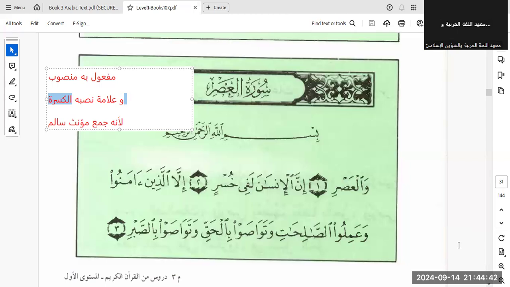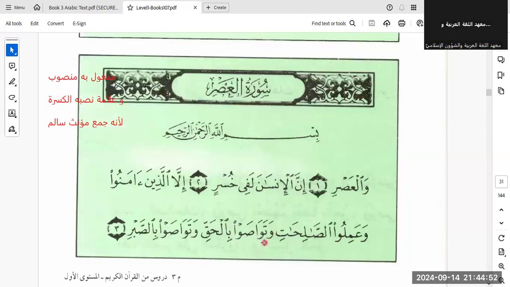Wa tawasaw bil haq. Now this is the point where last time you didn't know about this word, because you did not study advanced forms at that time. Now look at the word tawasaw. The first verb was amanu, form 4, and waw al jamaa, plural, the fail. The second one was amilu. It's again form 1, but the fail is plural, waw al jamaa. So exactly in the same way we have the verb here, and the fail is waw al jamaa again.